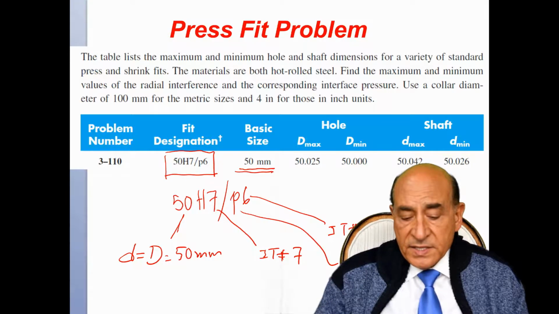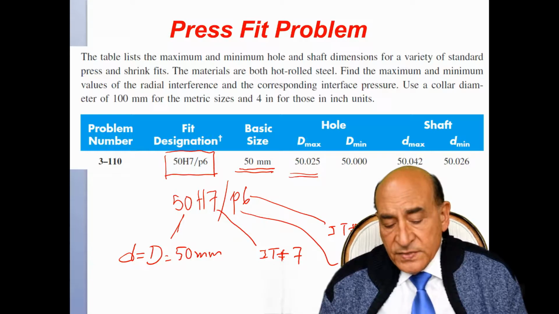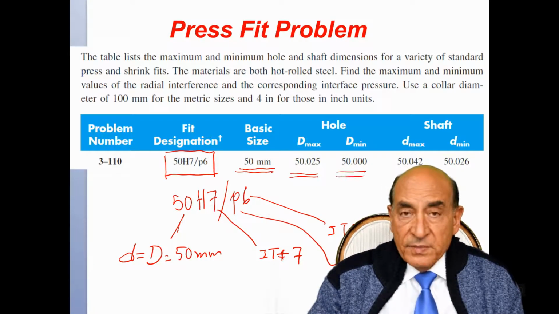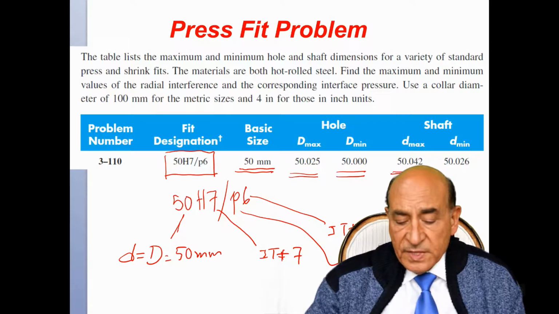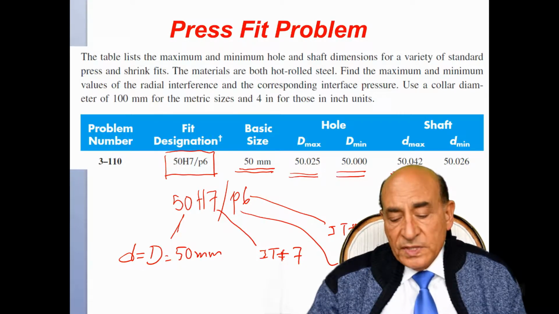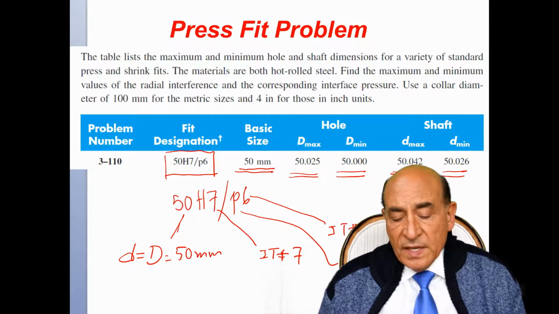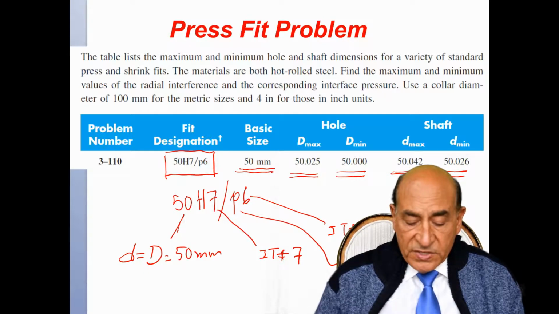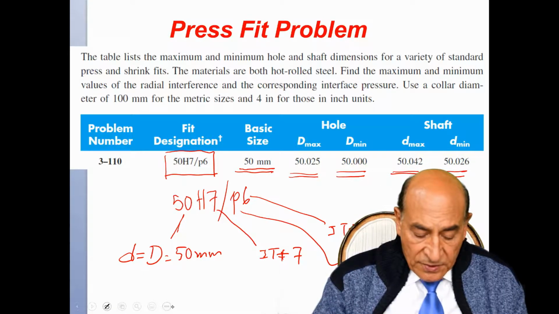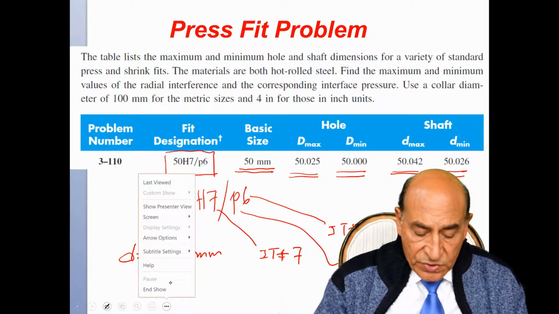The basic size is 50. The maximum hole diameter is 50.025. The minimum hole diameter is the same as the basic size. The maximum diameter for the shaft is 50.042. The minimum dimension for the shaft is 50.026.